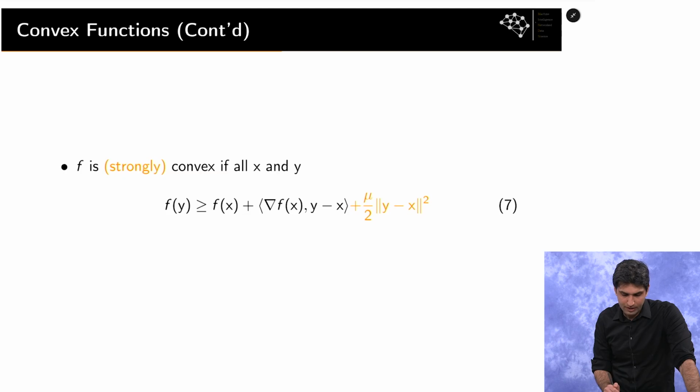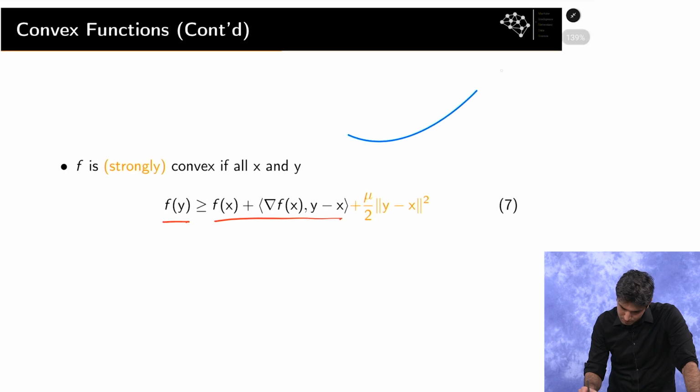Now, the second equivalent definition says that a function is convex if the function value at y is larger than or equal to this linear function. Okay. Now let's try to illustrate what this means. Again, let's consider our function f, and let's consider a point x. So this is point x.